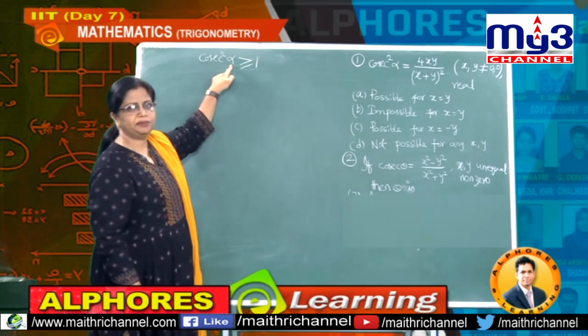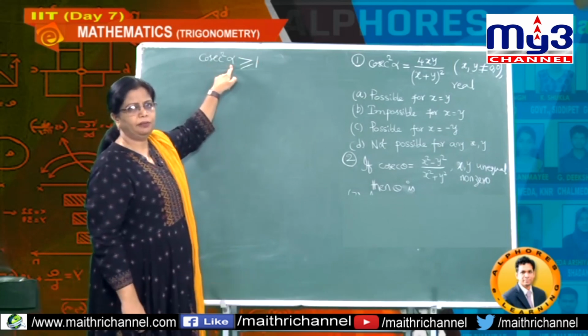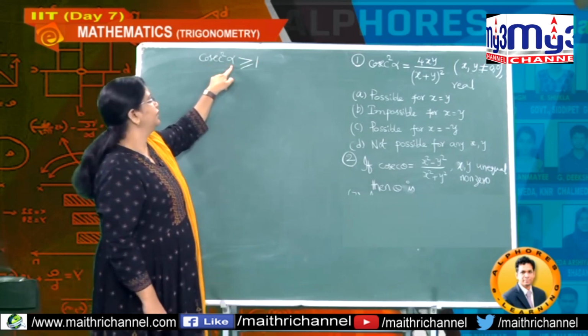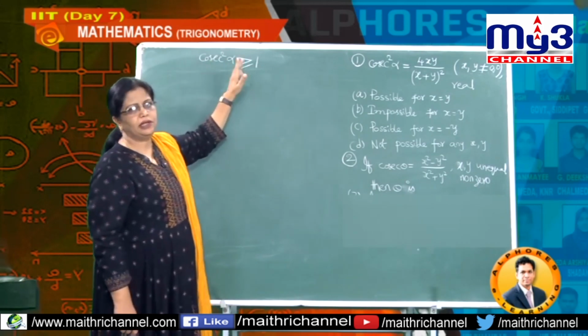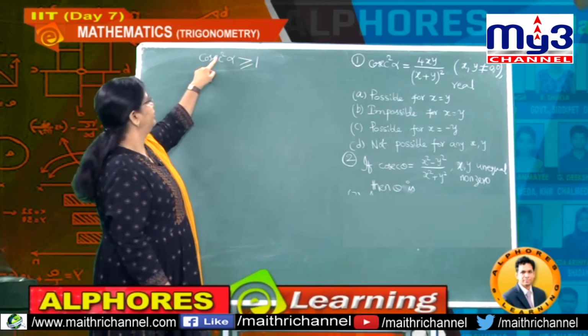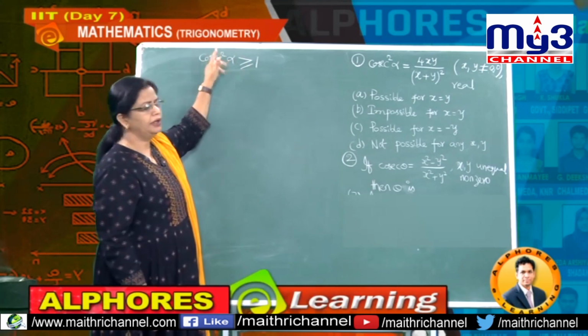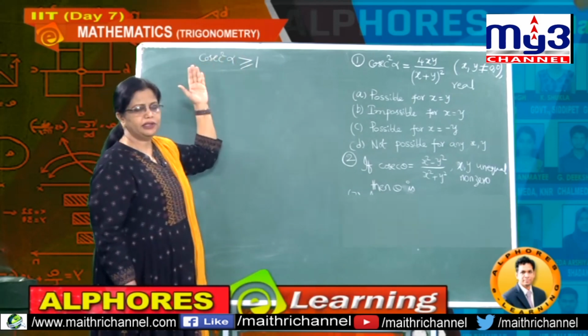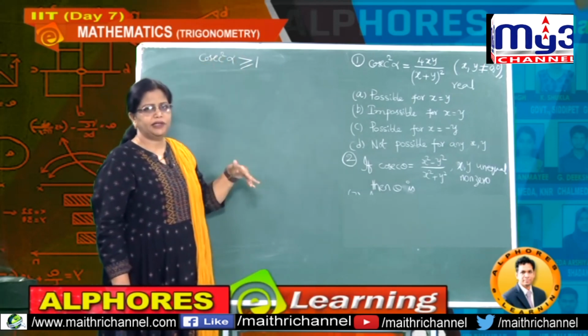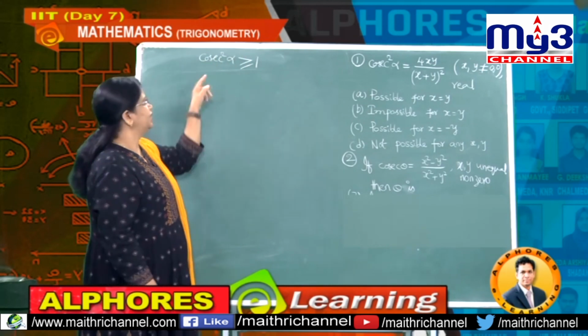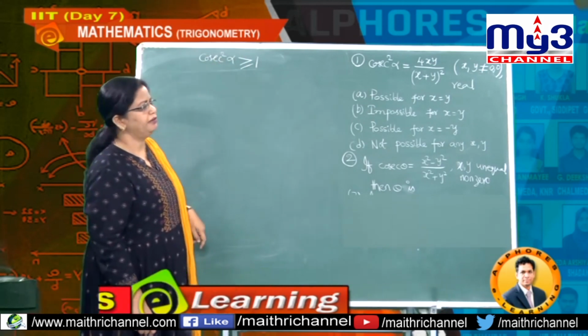Always, for all values from the domain of the cosecant function, if you substitute, it is always greater than or equal to 1 because of the even power. I am not writing the other one, cosecant alpha less than minus 1. That is not necessary because of our even power.